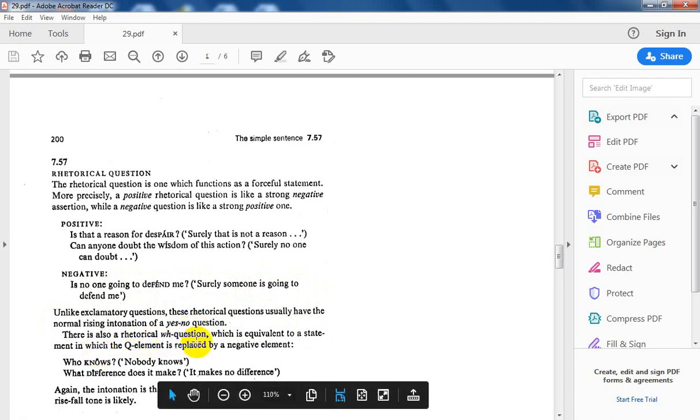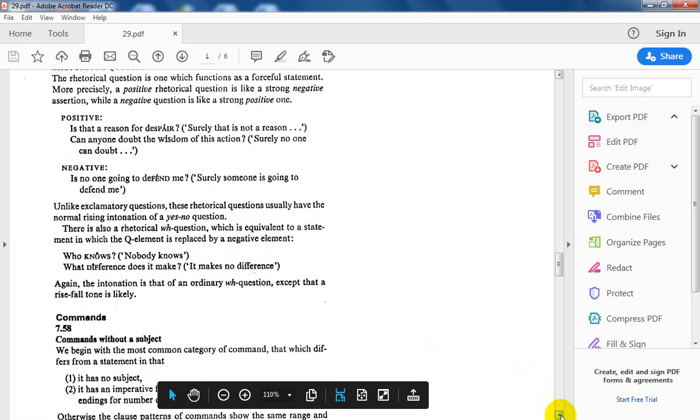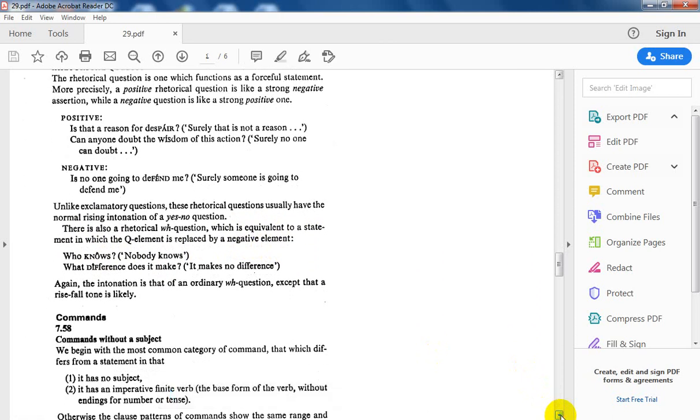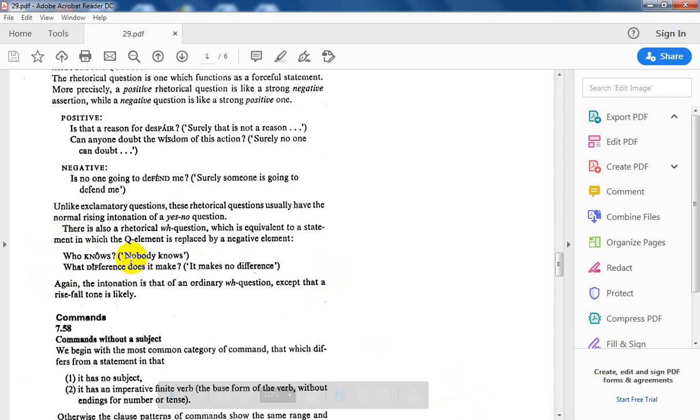There is also the rhetorical WH question, which is equivalent to a statement in which the Q element is replaced by a negative element. If you have a rhetorical WH question, I can substitute the Q element by a negative element. For example, who knows? This is positive, I can say nobody knows.